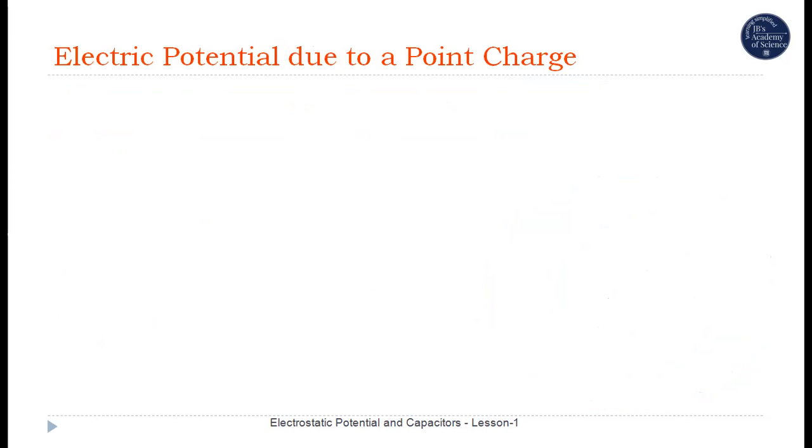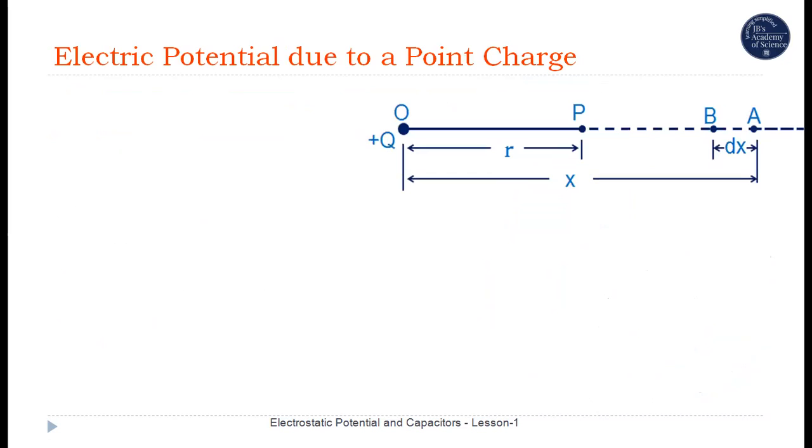Now, let us discuss electric potential due to a point charge. So, consider a point charge plus Q placed at the point O. Consider a point P which is at a distance R from the point O or from the charge.